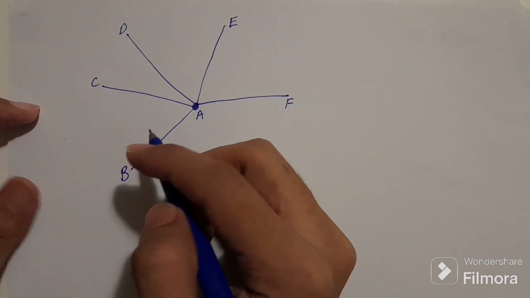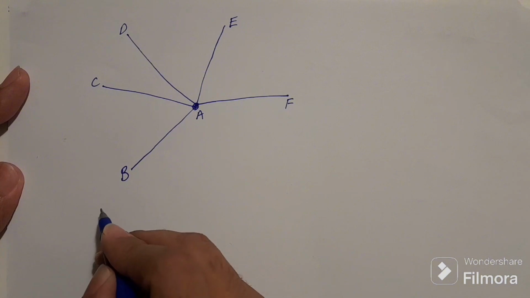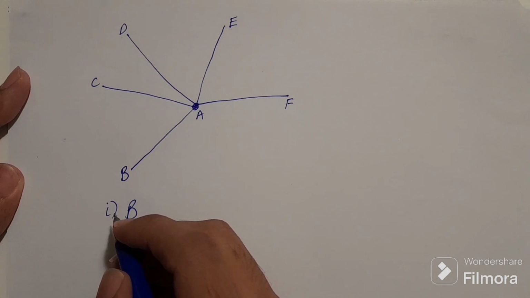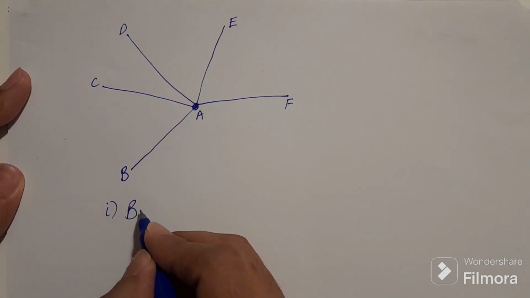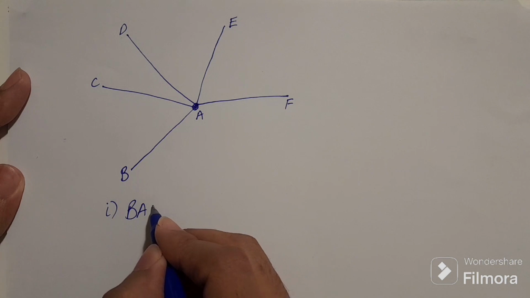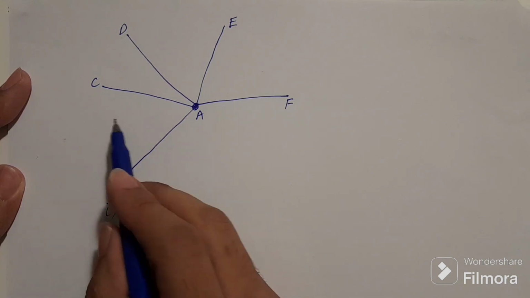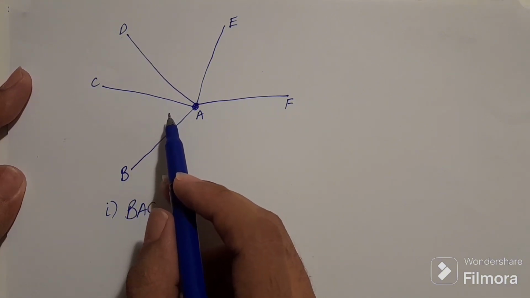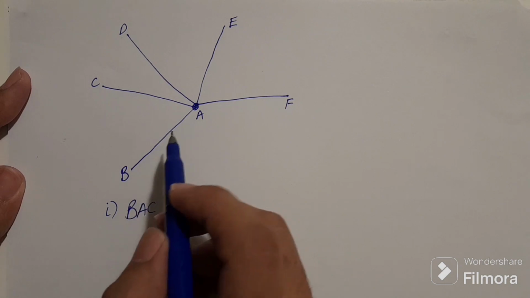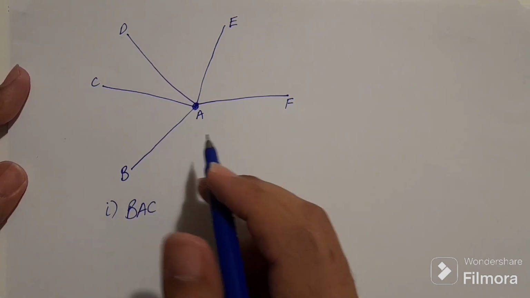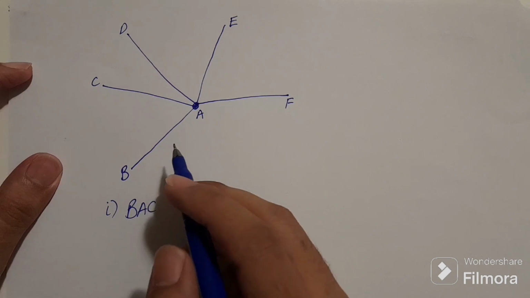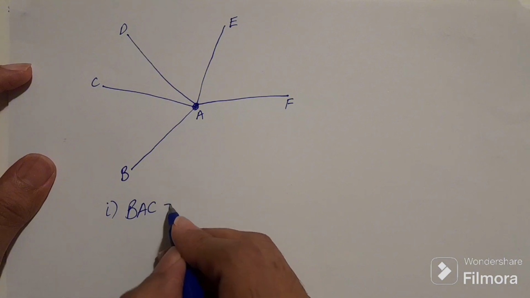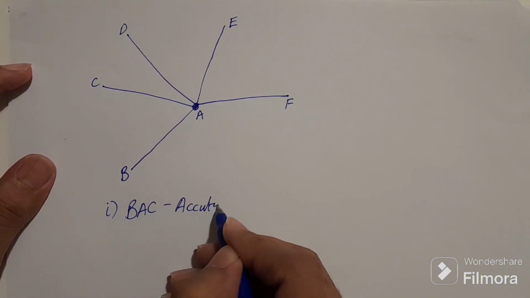So this is one of the examples, and we have a question which is to find each of the angles listed, so BAC. BAC will be called an acute angle. We would use a protractor if the question states to measure the angle, but over here we have to identify which type of angle this is. So BAC is an acute angle.